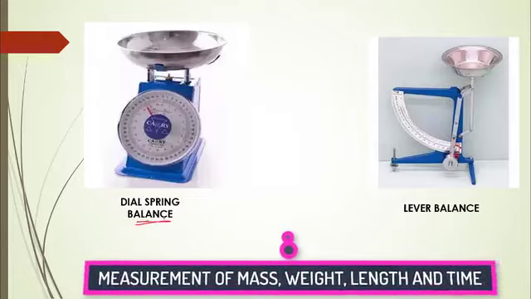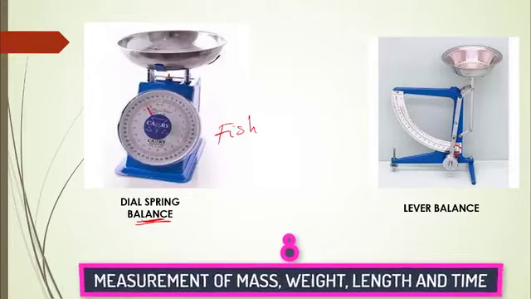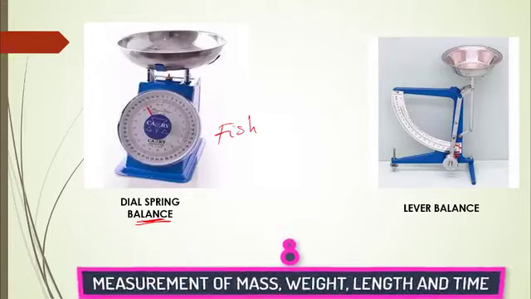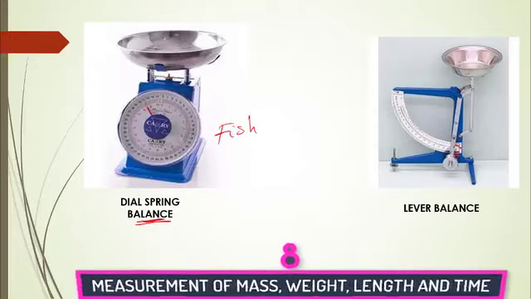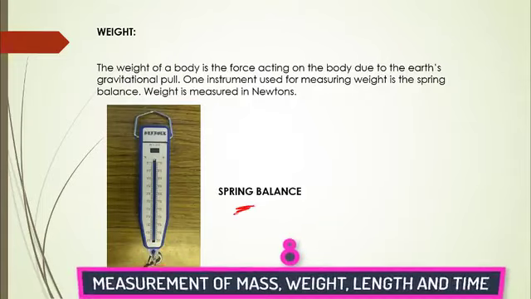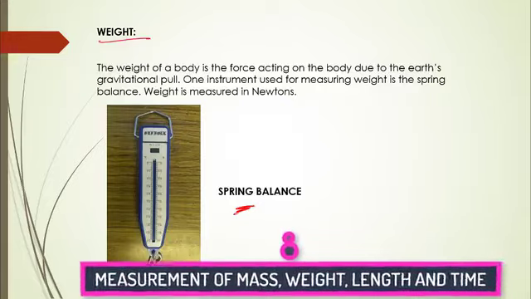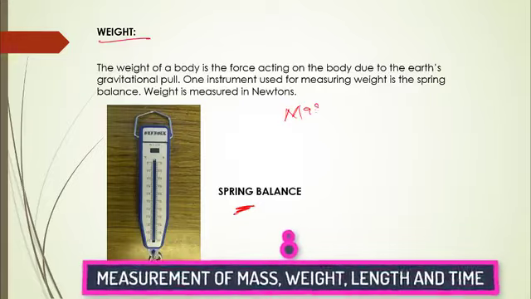This is the dial spring. It is in some shops. For instance, when you want to go buy some meat or fish, they put it here to weigh the mass or the quantity of fish you're trying to buy. And this one is called the lever balance as well. We also have the spring balance, which uses the principle of gravity to help us to measure the weight of a body. There is a big difference between mass and weight.